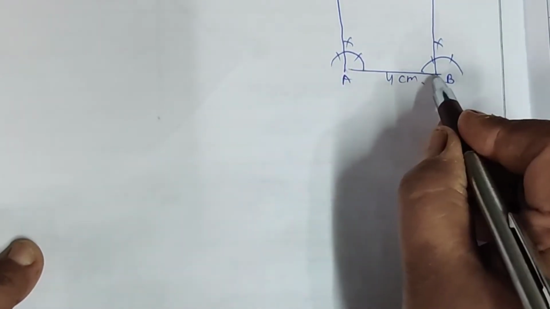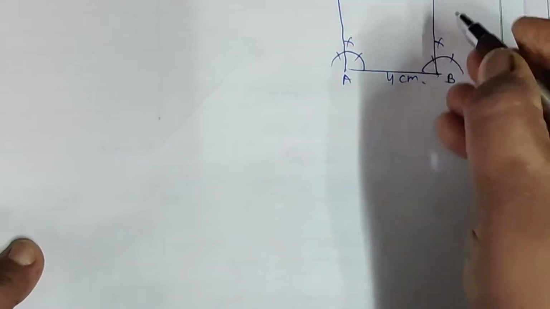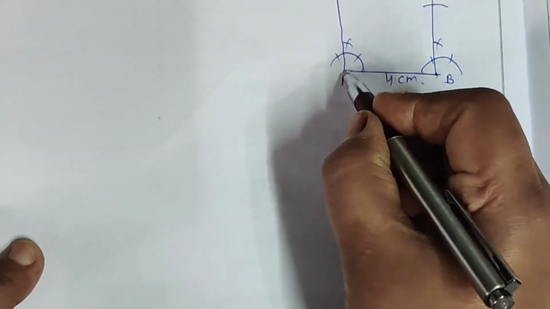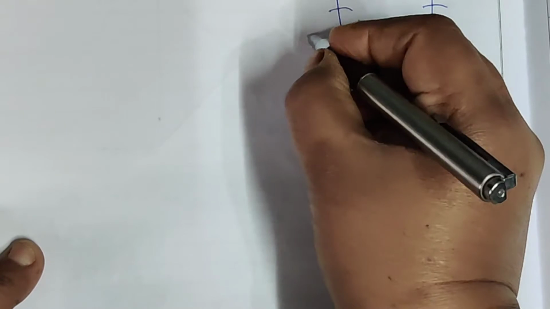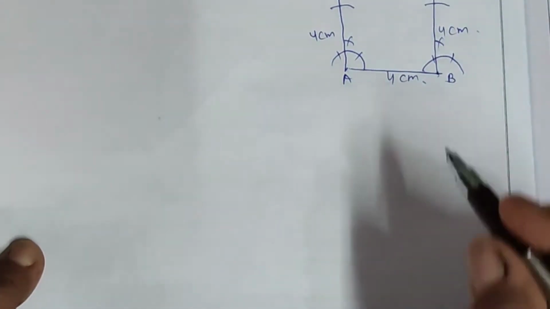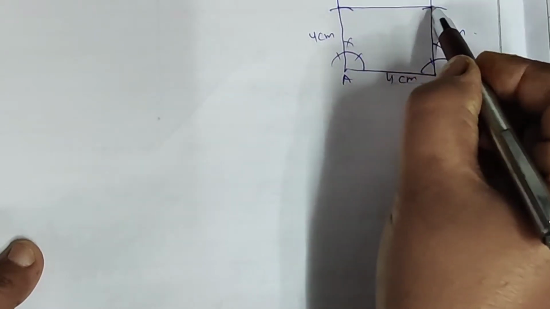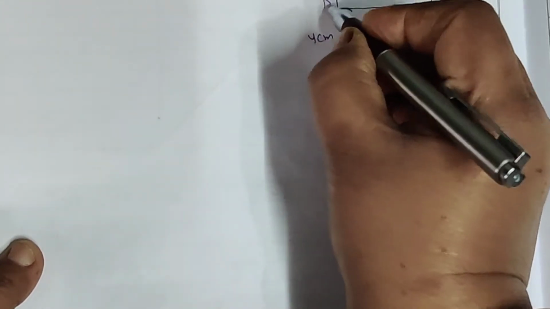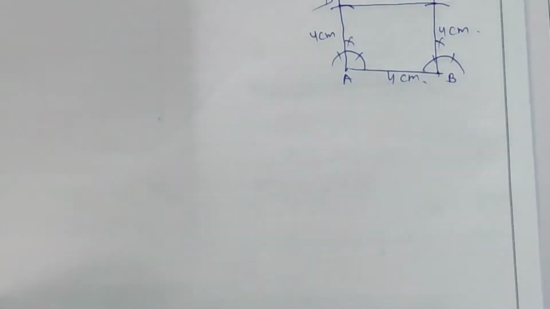Now cut the 4 cm. Cut an arc from B 4 cm and from A 4 cm. The equal arcs 4 cm. Now join the points C and D. This is the required square.